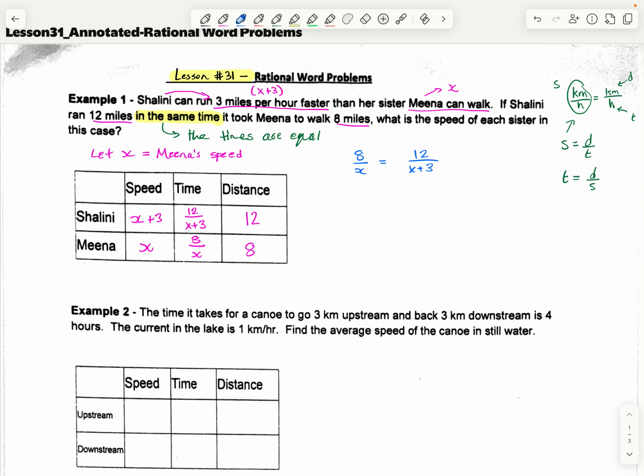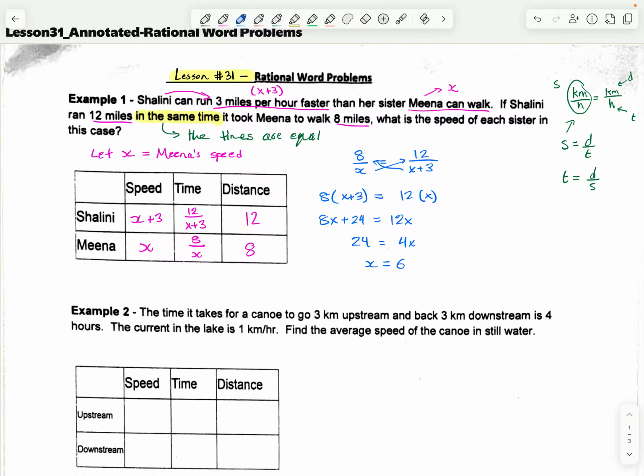Okay, so now it's time to solve this. I can cross multiply, right? That's the trick that we know how to deal with when we have fractional equations like this. So I can write 8 times x plus 3, remember don't forget to put the brackets there, is equal to 12 times x. Now I can expand this, so 8x plus 24 is equal to 12x. I can subtract 8x from both sides to get 24 is equal to 4x. And then dividing by 4 both sides, I get x is equal to 6.